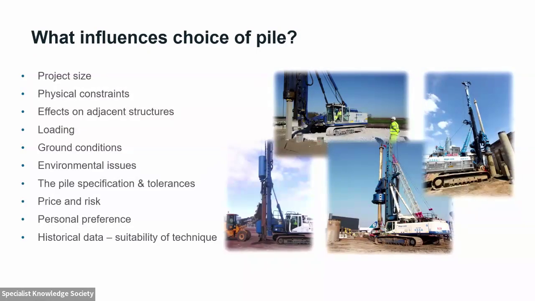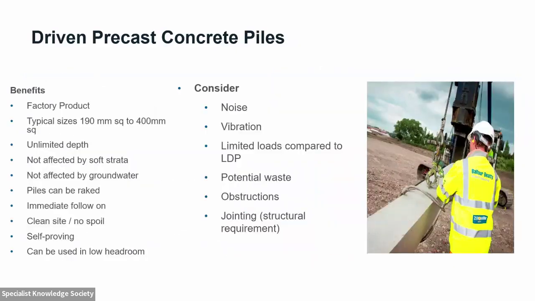So I'm now going to run through 4 different types of piled solution: 2 displacement and then 2 replacement piled solutions. I'll run through driven piling and steel piling, and then a continuous flight auger pile for a replacement pile, and a large diameter rotary pile. And I'll look at some key benefits and key considerations that need to be made on which type of pile foundation you might choose.